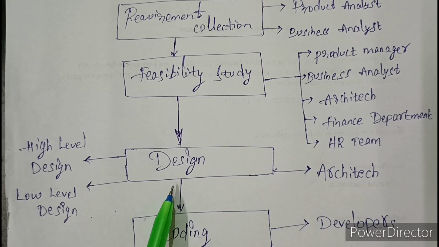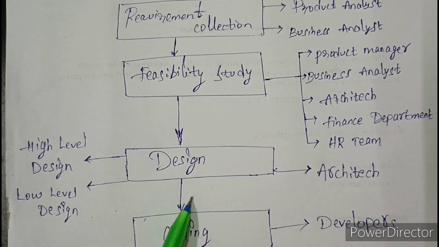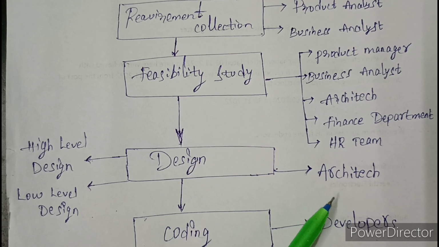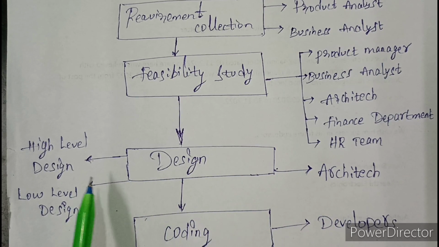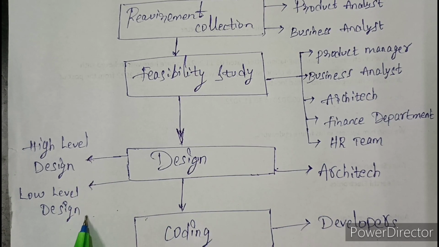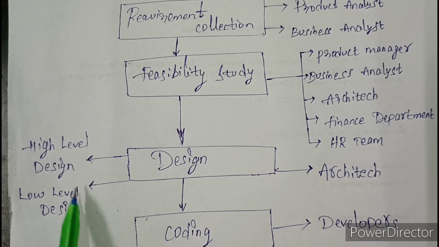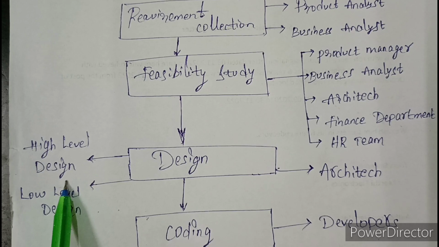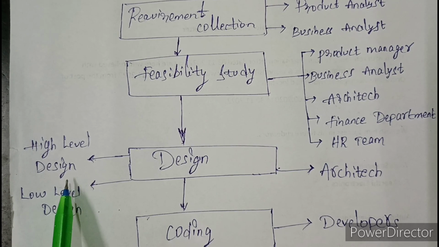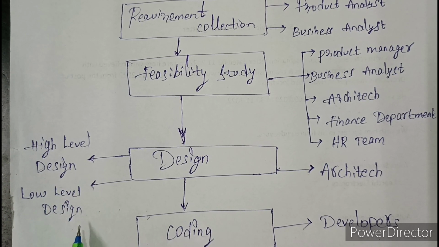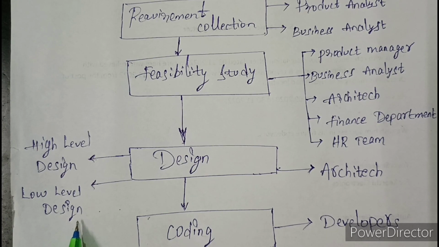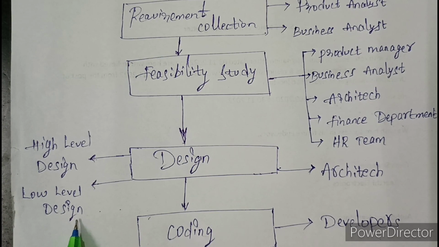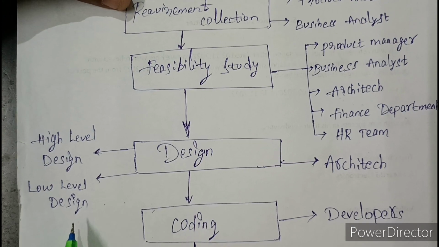Next is design, which is mainly done by the architect. In design we have two things: one is high level design and the other is low level design. High level design is designing the architecture of the application, how the application will look, that is called high level design. In low level design, how each and every module will look is called low level design.